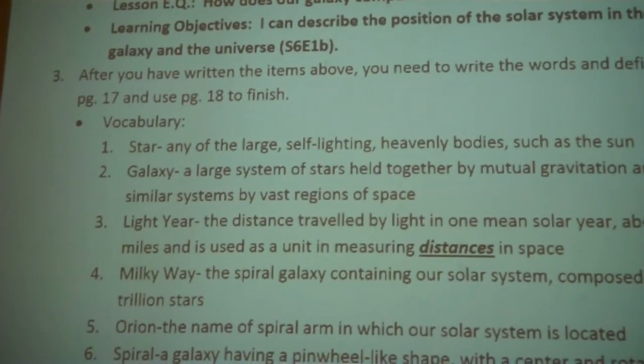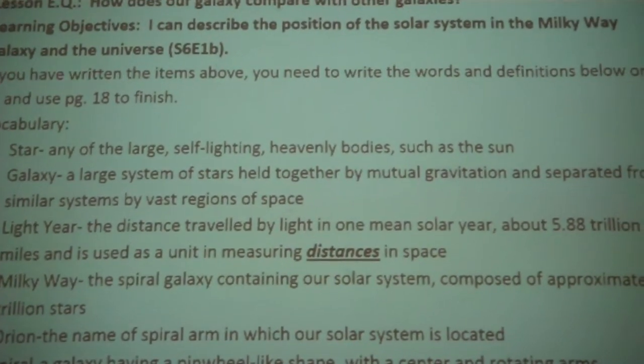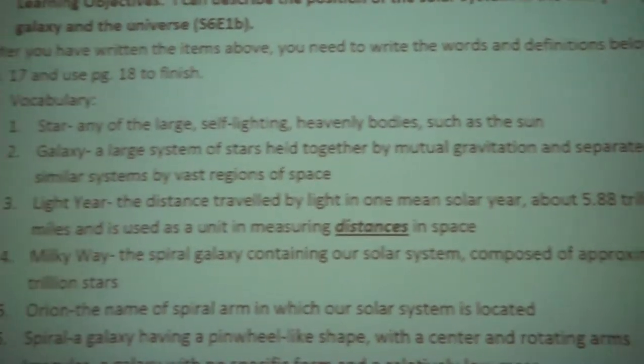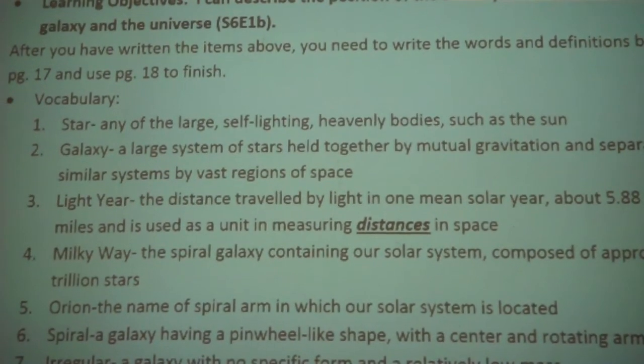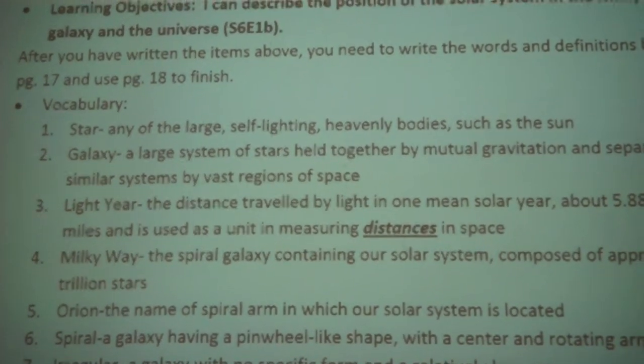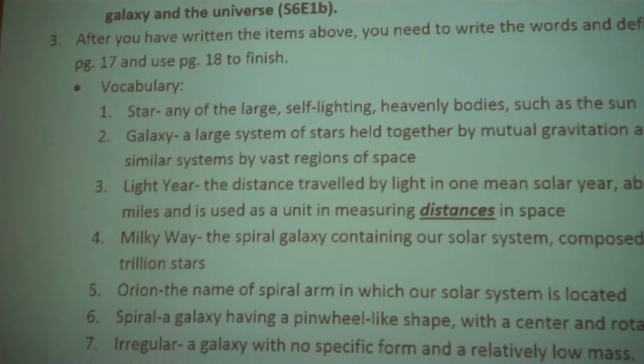Word number 3 is light year. This is the distance traveled by light in one mean solar year, which is about 5.88 trillion miles, and this is used as a unit in measuring distances in space. So with a light year, we measure distance, we do not measure time.